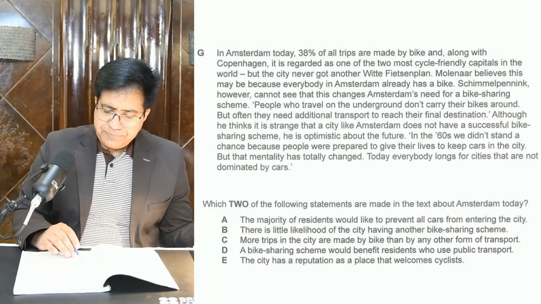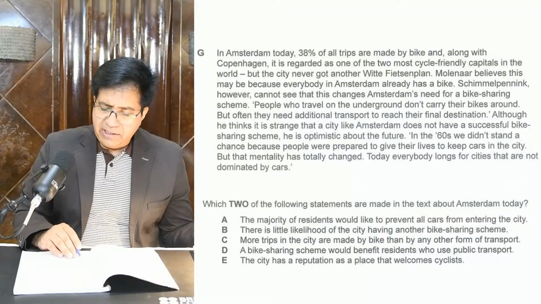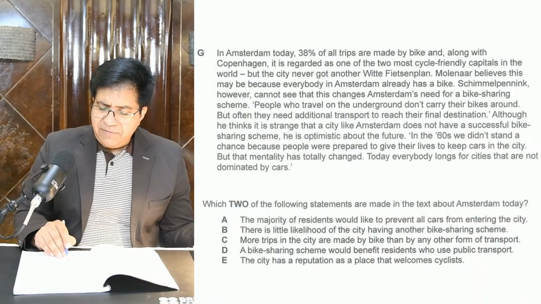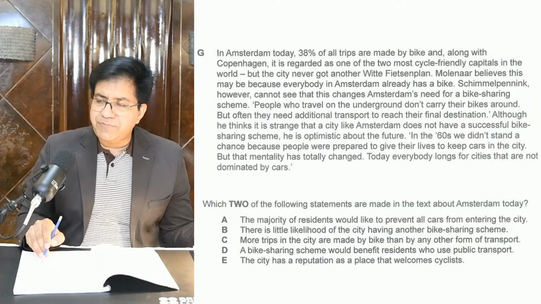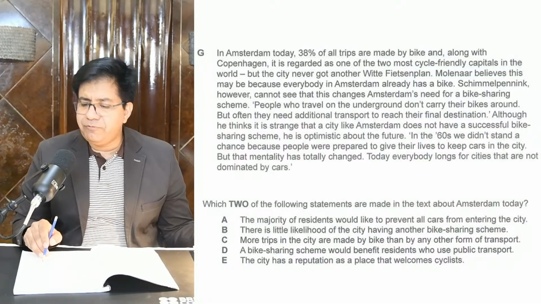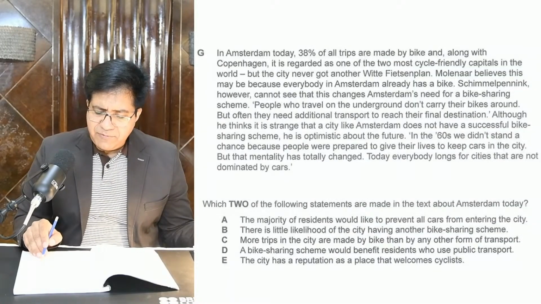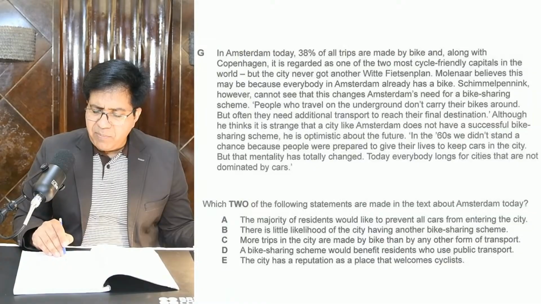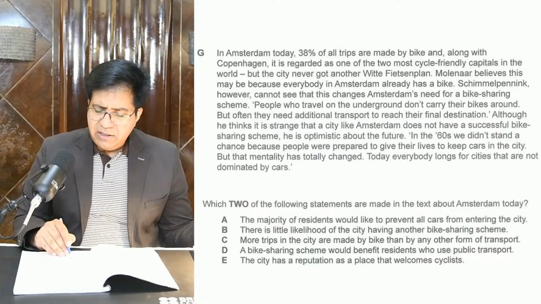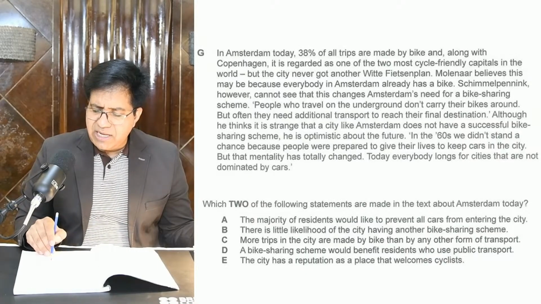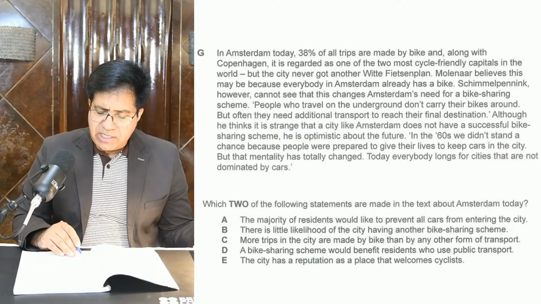Now we read on. Third line. But the city never got another Witte Fietsenplan. Molinar believes, paragraph G, third line after full stop. Molinar believes this may be because everybody in Amsterdam already has a bike. Schimmelpenninck, however, cannot see that this changes Amsterdam's need for a bike sharing scheme.